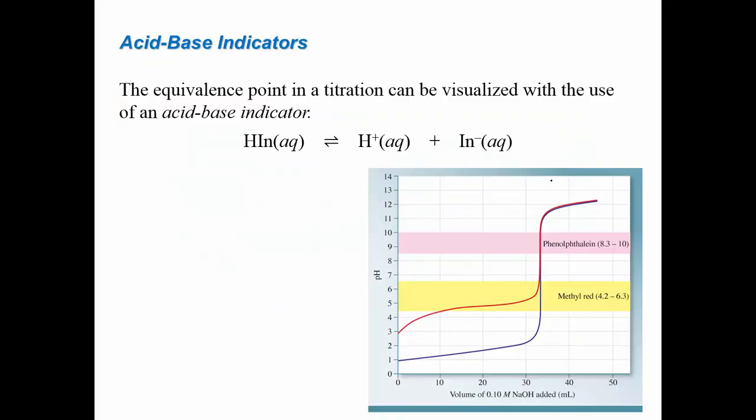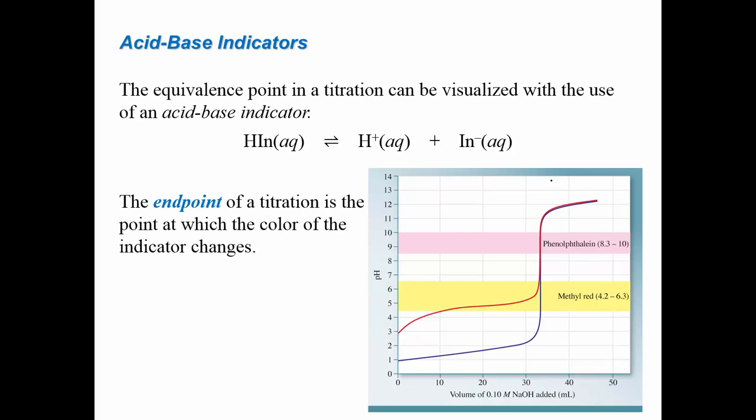Now the equivalence point can be visualized by using what's called an acid-base indicator. An indicator is a weak organic acid that is one color in an acidic situation and another color in a basic situation, or at least one color in the more acidic realm and another color in the more basic realm. For example, methyl red has an area of indication, I suppose, between a pH of 4.2 and 6.3. It's not exactly basic, but it's more basic than 4.2. Where phenolphthalein, which is typically what we use in the general chemistry laboratory, has a range of 8.3 to 10.